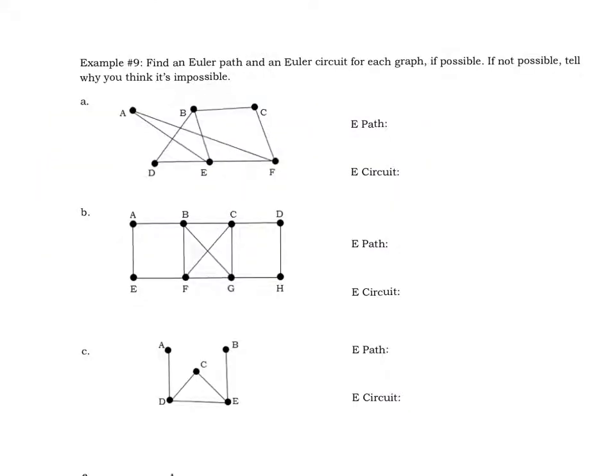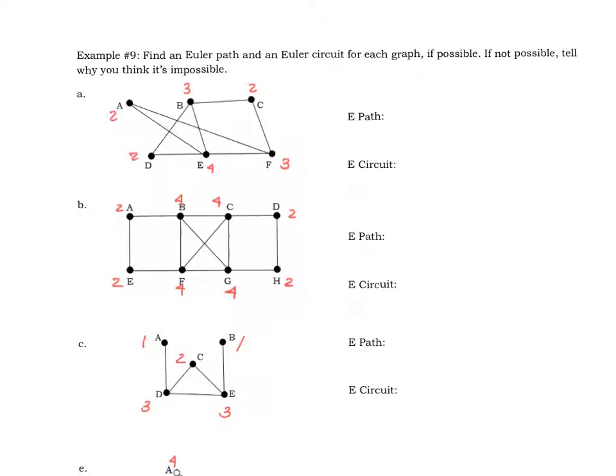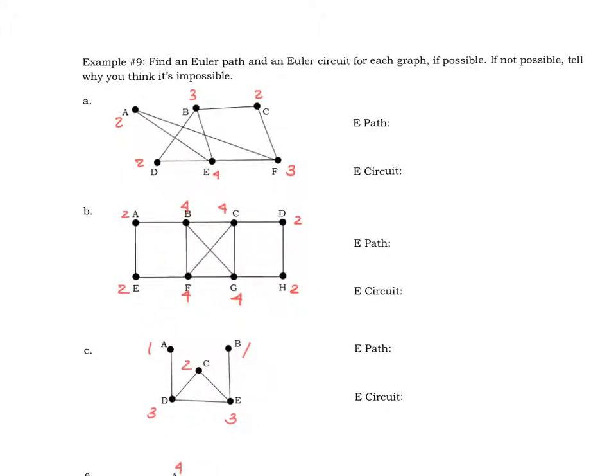So for example 9, just like I did with example 8, I made a decision to go ahead and find the degree of every vertex of the example. So I will pause and do that. Okay, so with example 9a, we notice that we have exactly two odd vertices. Therefore, I know I do not have an Euler circuit. So that means that I at least have an Euler path. So I could either try to start at vertex F or vertex B.